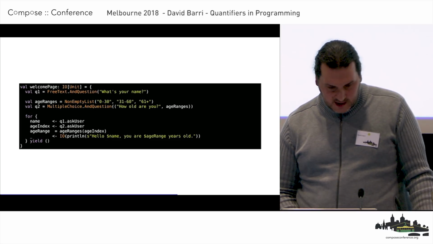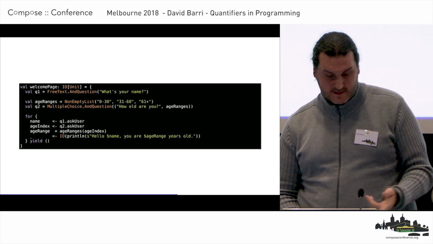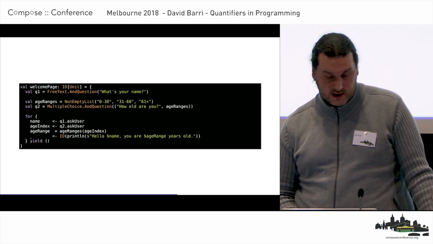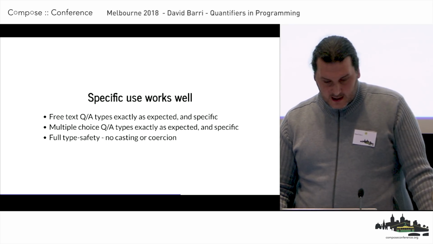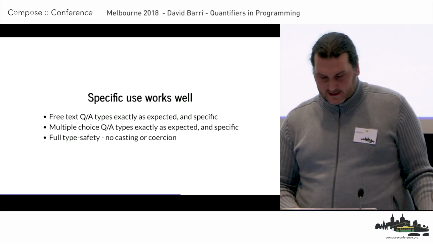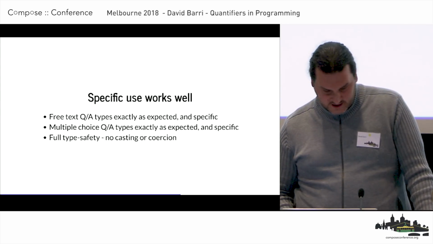So it's important to note here that we know the types. We know that question 1's answer is a string in this block. We know that question 2's answer in this block is an int, which is exactly what you would expect. And again, we've got full type safety, no casting, no coercion, nothing like that.